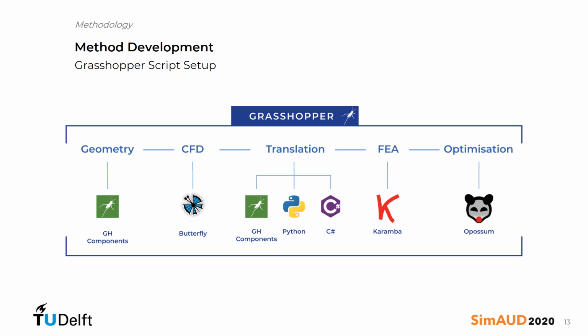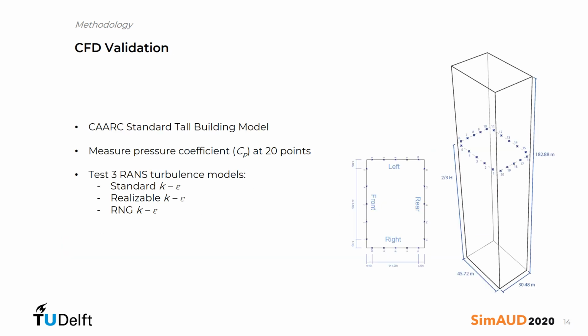So this method was set up totally within Grasshopper with the geometry handled by GH components. CFD was done with Butterfly which is based on OpenFOAM, finite element analysis with Karamba, and the translation algorithm which coupled them together was custom scripted, and the optimization was handled by Opossum, which is a surrogate model-based optimization method. This was specifically chosen since it performs well with intensive simulations such as CFD.